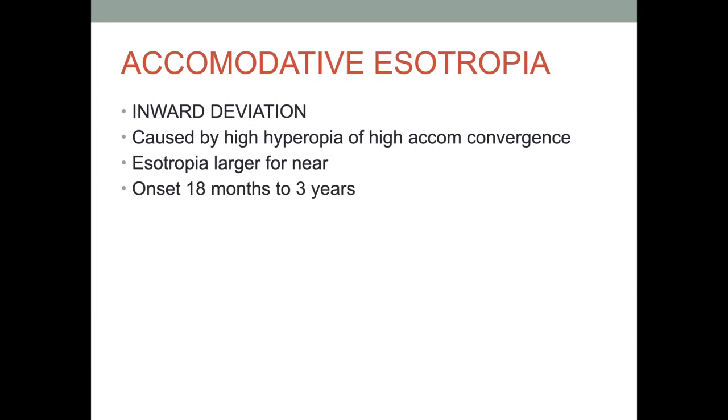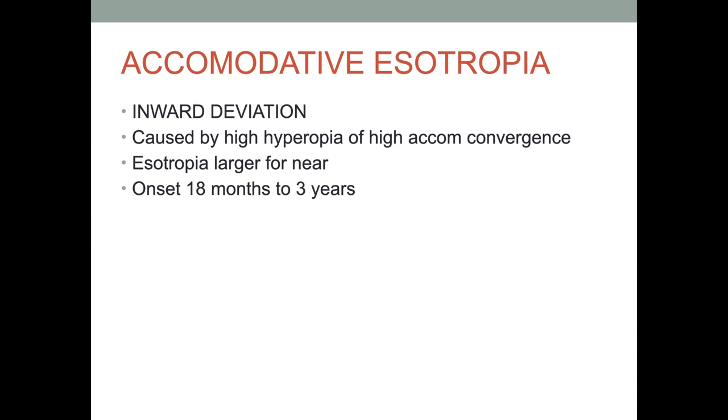Another kind of esotropia is accommodative esotropia. This is an esotropia that you see when the patient tries to read or tries to look at something near. We're going to do accommodation in another lecture. But what happens is when you change your focus from distance to near, you have what some people call a reflex, where your eyes will converge and your pupils will become smaller. Those are some parts of the reflex.